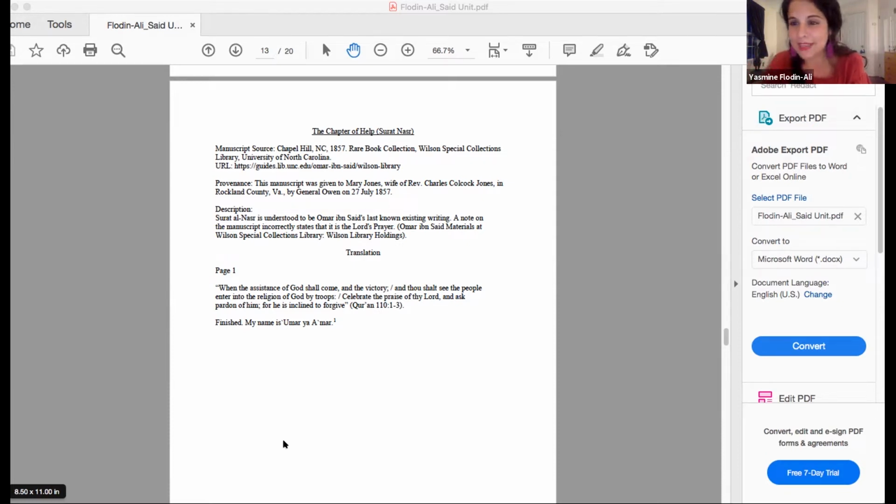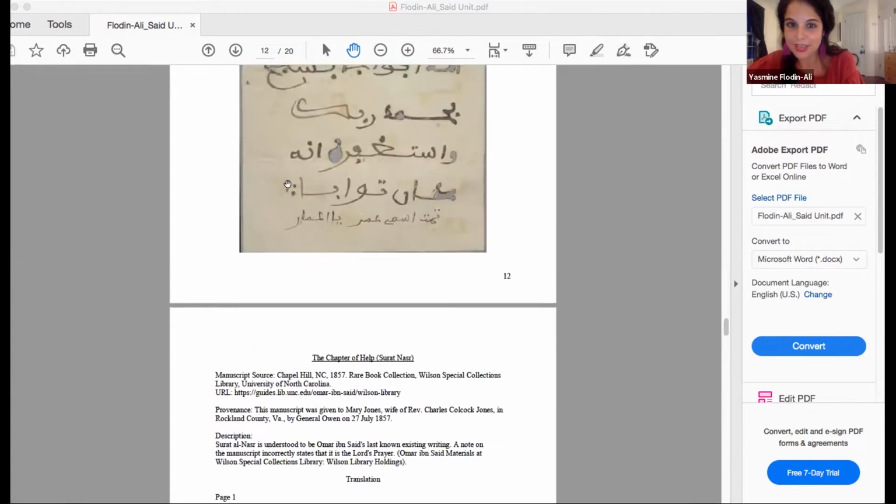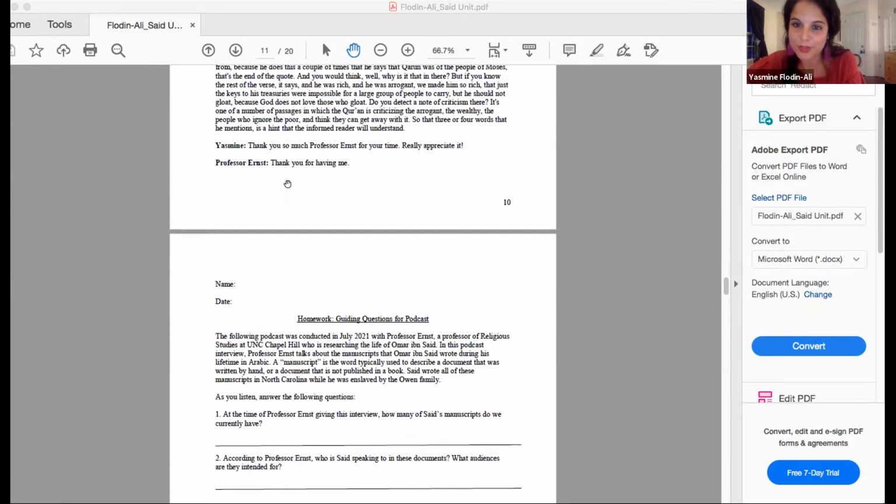From the little that we can glean, it seems like the Owen family just wanted to have these on display as a testament to their wealth, which is really interesting to think about. If that's the purpose that they have, how is Said interpreting his agency in creating these? And that is the general gist of the Said unit. Any questions before we go into the other unit?